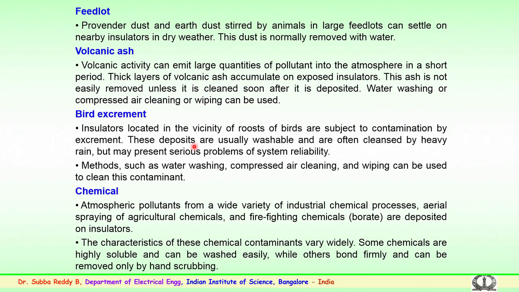Feedlot, provender dust and earth dust stirred up by animals in large feedlots can settle on nearby insulators in dry weather conditions. This dust is normally removed with water.